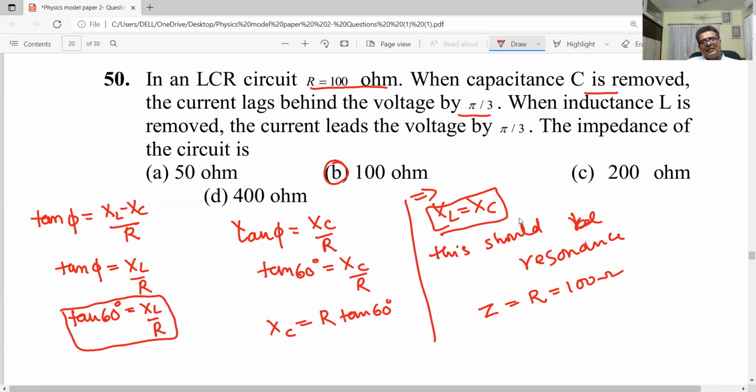The moment you understand XL equal to XC, when XL and XC are the same, inductive reactance and capacitive reactance are the same, then you must understand the value is nothing but 100 ohm, which both are same because Z and R value are one and the same.